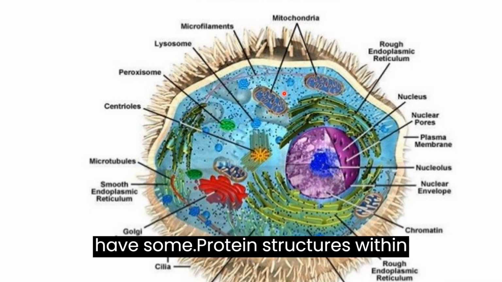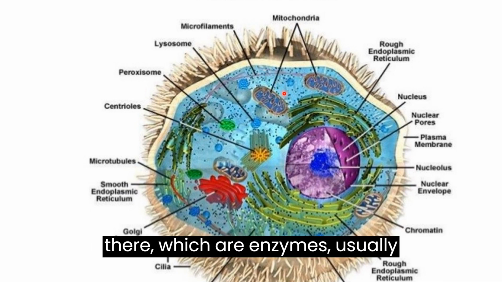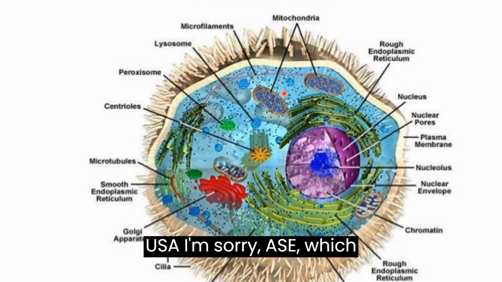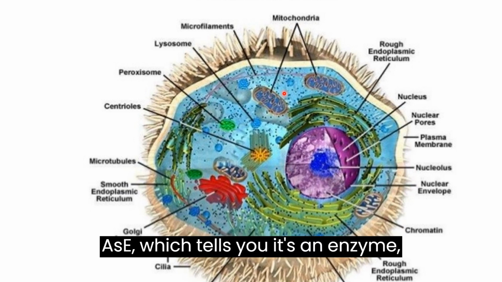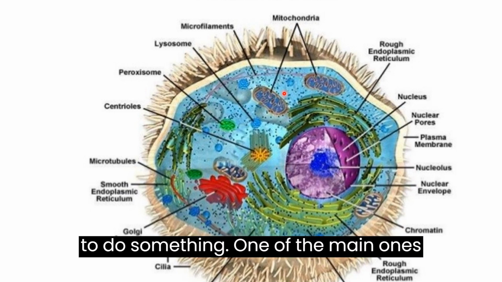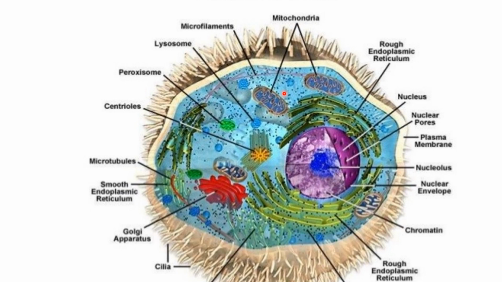You also do have some protein structures within there, which are enzymes. Usually they'll have the suffix -ase, A-S-E, which tells you it's an enzyme. It's a protein catalyst, and it's going to do something. One of the main ones that you'll actually find is ATPases.